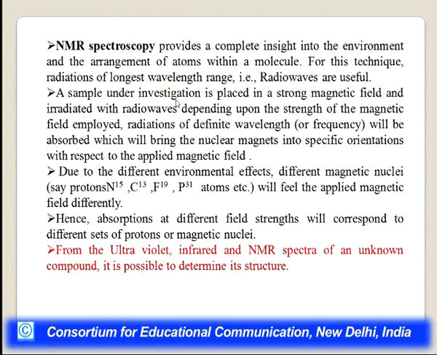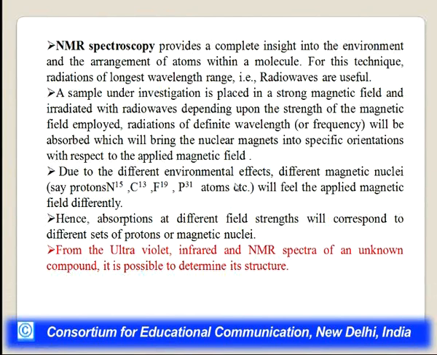A sample under investigation is placed in a strong magnetic field and irradiated with radio waves. We are taking here which kind of electromagnetic radiations? Radio waves. Depending upon the strength of the magnetic field employed, radiations of definite wavelength, or we can say in terms of frequency also, will be absorbed, which bring the nuclear magnets into specific orientations with respect to the applied magnetic field.